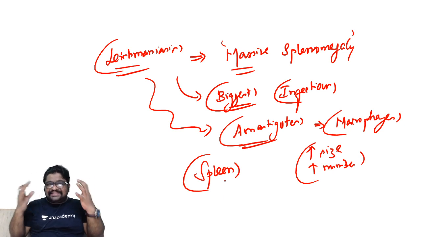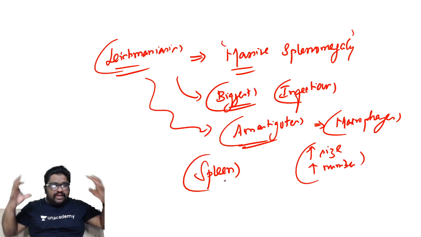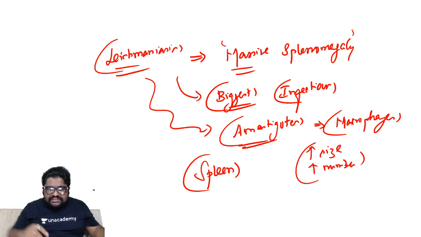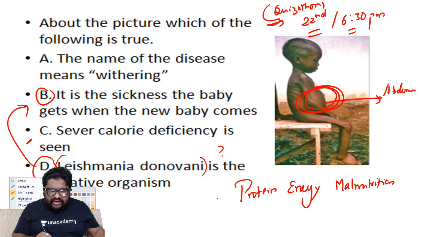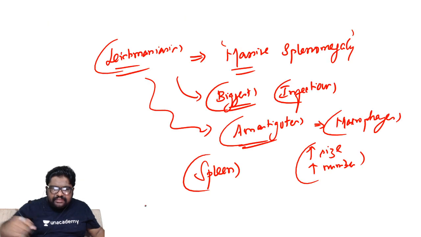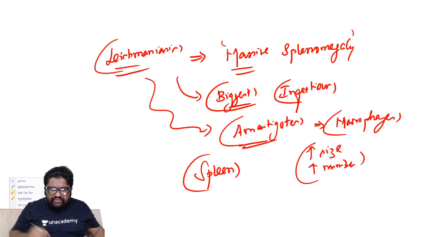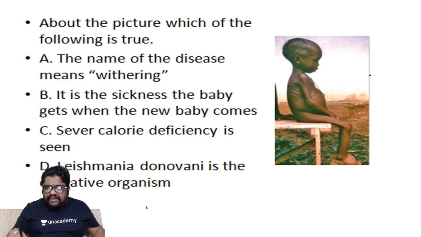So because of the increase in size and number of the macrophages, the splenomegaly happens. And that splenomegaly can be seen just like what you're seeing in this kind of picture. Now I'm going to erase all the annotations I have written here, both in this picture and this picture. Watch very carefully. Here, in case of leishmaniasis also, you are capable of finding such a kind of picture.